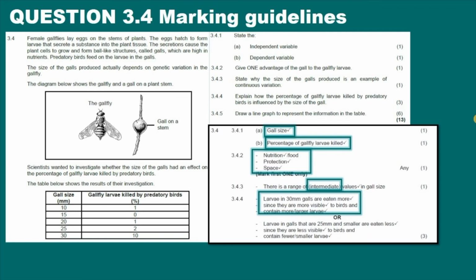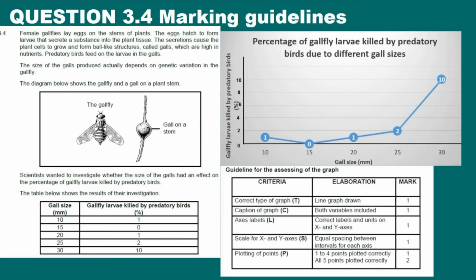larger larvae. Or you can switch it around and state that the larvae in the smaller galls, so the 25 millimeter, or the smaller ones, were eaten less. They were less visible, or there were fewer larvae in, or the larvae were obviously much smaller. So let's move over to drawing the graph.